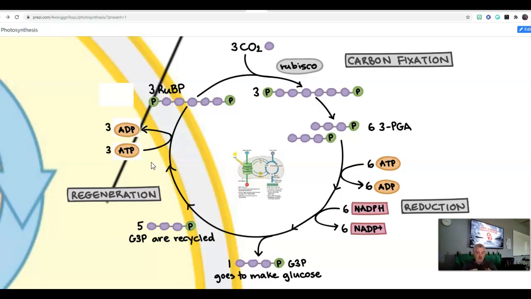So in order to form a glucose molecule, you actually have to have 6 turns of that Calvin cycle, 1 CO2 added at a time. And it should make sense because glucose is a 6-carbon molecule. So it's going to take 6 CO2s to make that 1 glucose. And you see that in that chemical equation.